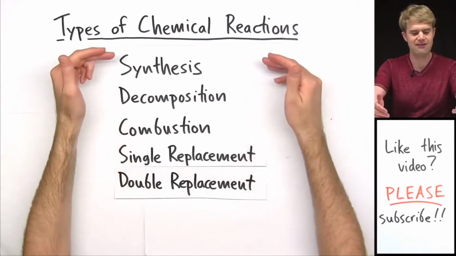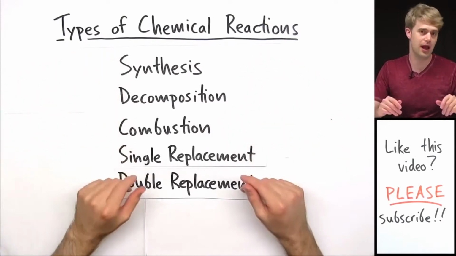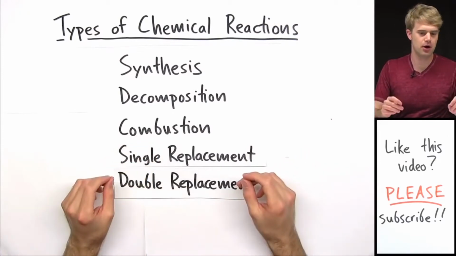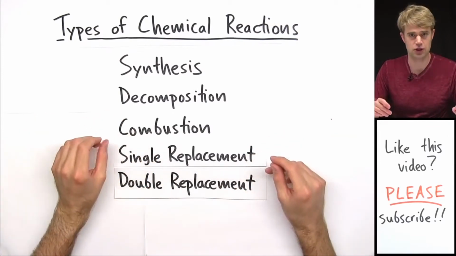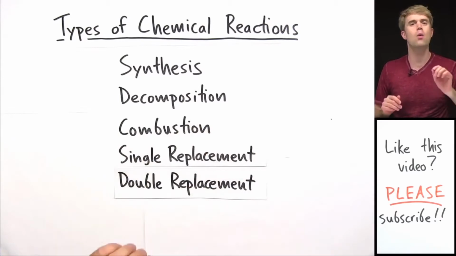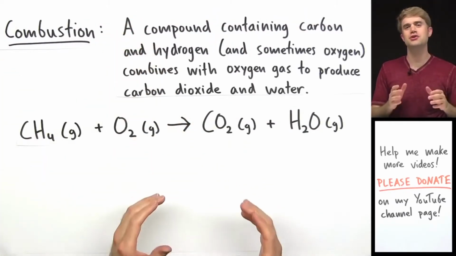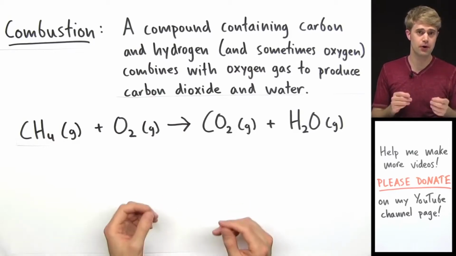Let's talk about these 5 major types of chemical reactions. We'll look at examples of each and learn how to tell them apart so that you can look at a chemical reaction and classify it, figure out what type it is. The first: combustion reactions. Combustion is basically a fancy word for burning.